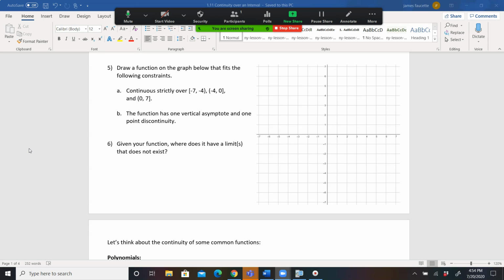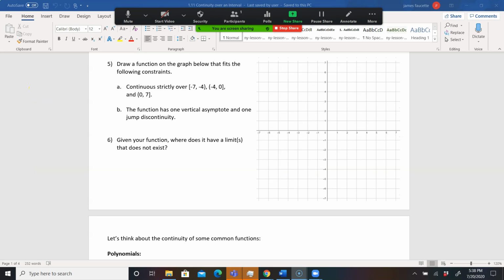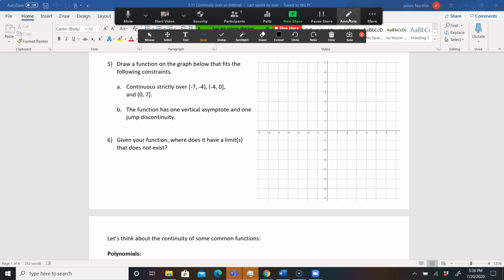matches those constraints. So real quick before you get going, I did have to make a quick change when I went back and edited this video. You are looking at a jump discontinuity rather than a point discontinuity. So if you just suddenly saw those words change just because I went back and edited it, it was just to make this question make more sense. All right, so attempt it on your own, and we'll try it in a few minutes.